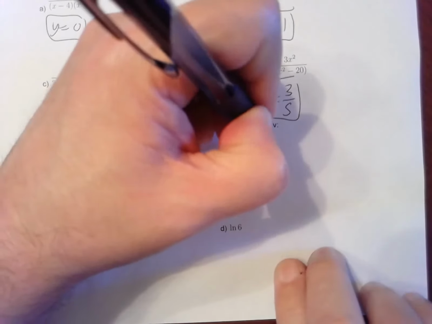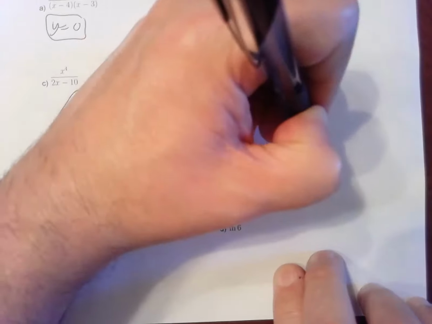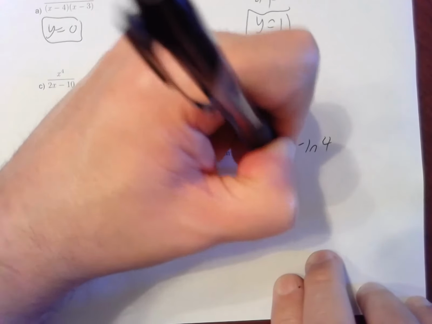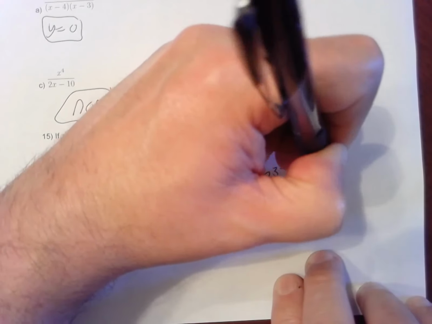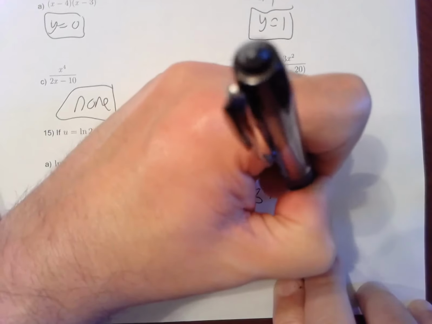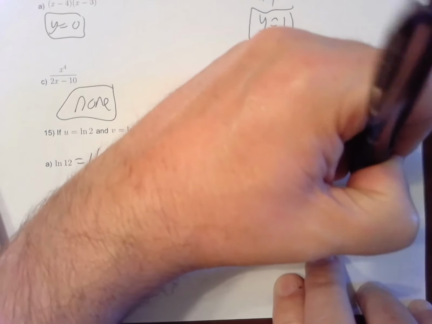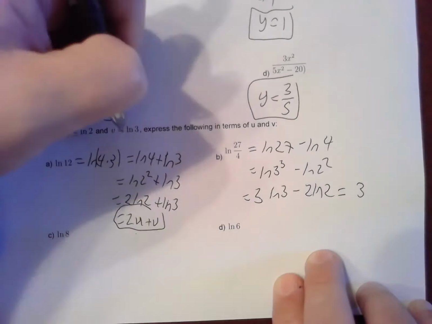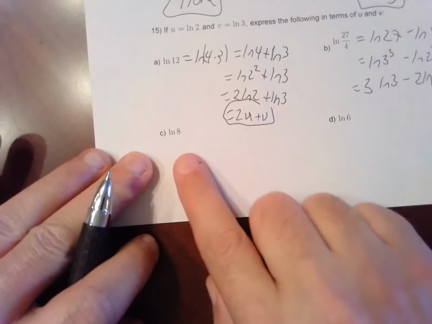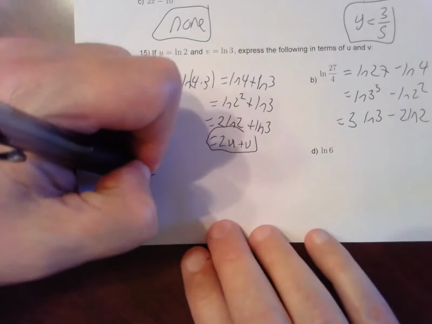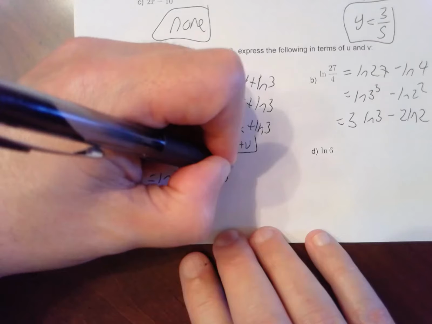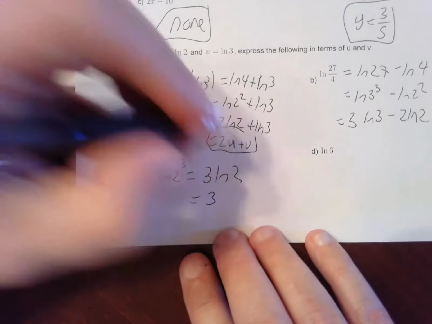Okay, divided inside becomes subtracted outside. 27 is 3 cubed. 4 is 2 squared. So that's 3 ln of 3 minus 2 ln of 2. That's 3, that's v, minus 2u. Okay, ln of 8, that's ln of 2 cubed. That's 3 ln of 2, or 3u.